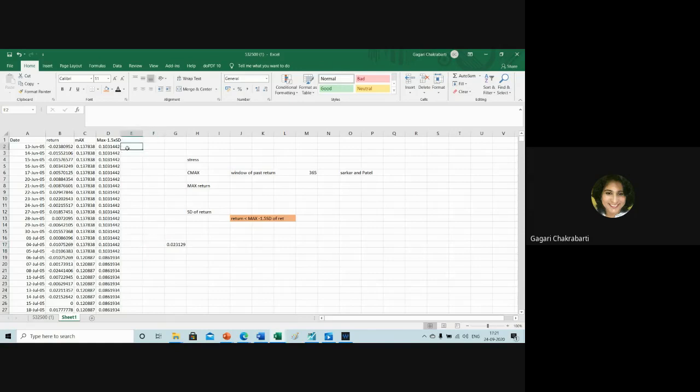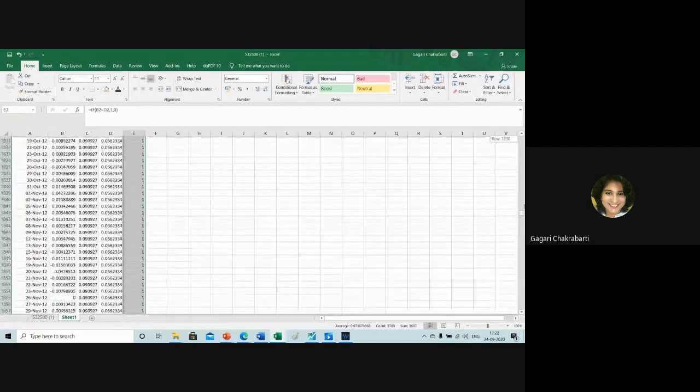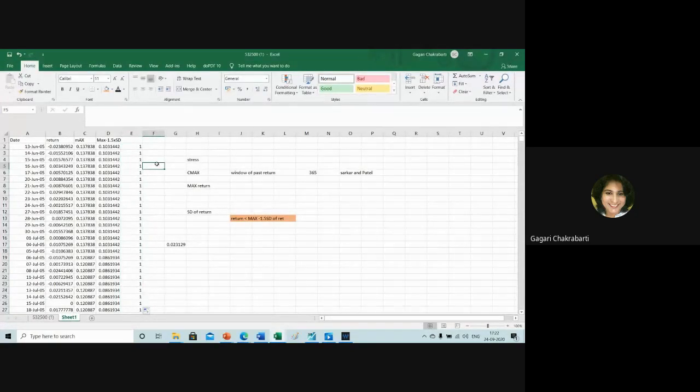Whether stress or not, what should be our idea? If our return is less than max minus 1.5 SD, then the market is stressed, and we denote stress by 1, or otherwise it's 0. So that is the formula. That is how we get the period of stress and the period of no stress. In that way, you can find out the stress series.